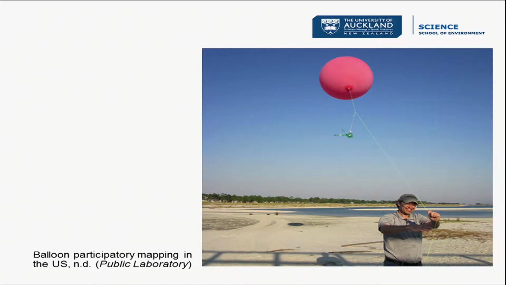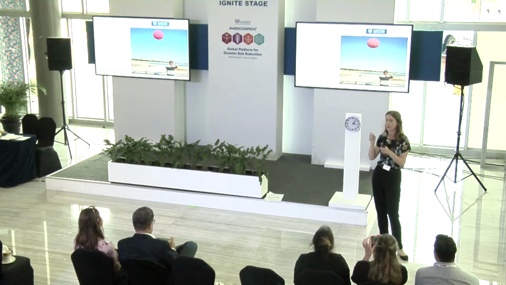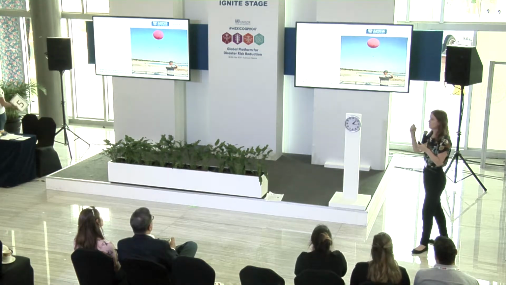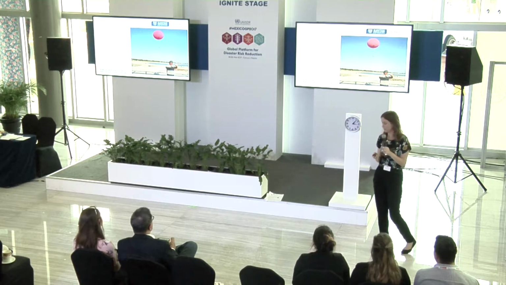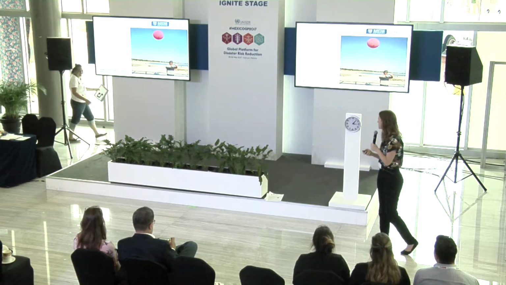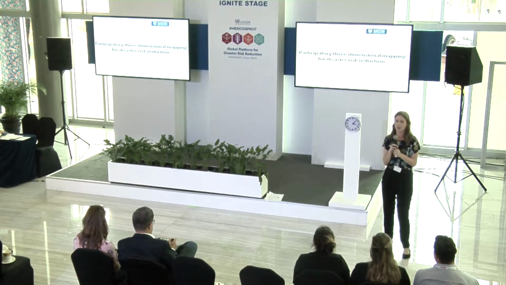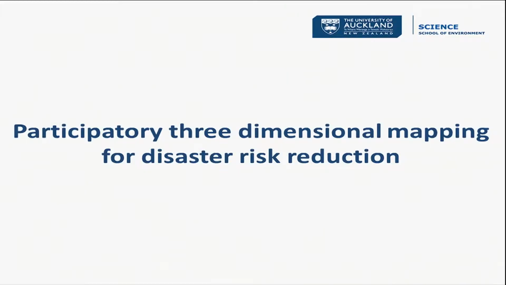And also other forms of mapping like drone mapping, or here an example of participatory balloon mapping, where a little GoPro-like camera is attached to a balloon and can be floated over an environment and used in pre- or post-disaster risk assessments. And those can be, when the resources and the technical knowledge and skill are available and relevant, very powerful tools for integrating different forms of knowledge in disaster risk reduction.